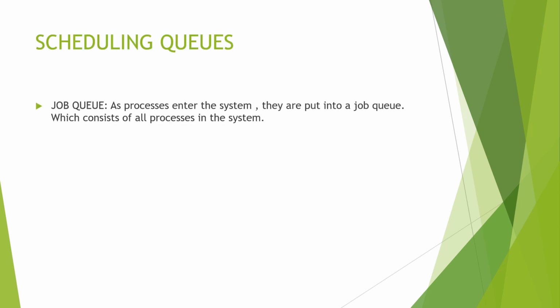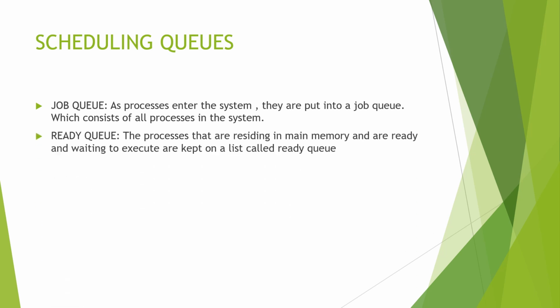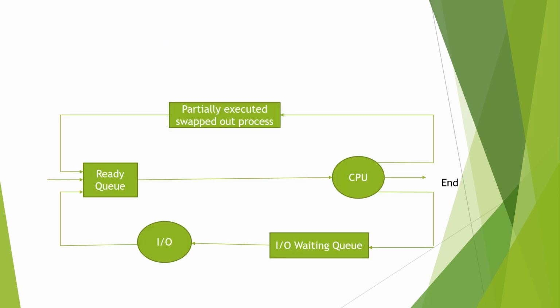Scheduling queues. We have different types of scheduling queues. The first is the job queue. As processes enter the system, they are put into a job queue, which consists of all processes in the system. We have the ready queue. The processes that are residing in main memory and are ready and waiting to execute are kept on a list called the ready queue. The diagram illustrates how processes held in the ready queue are allocated to the CPU.